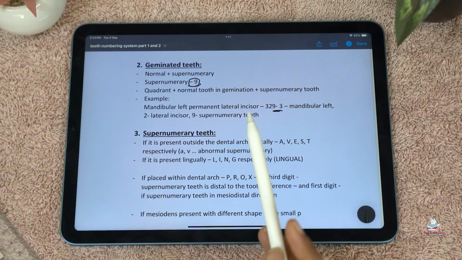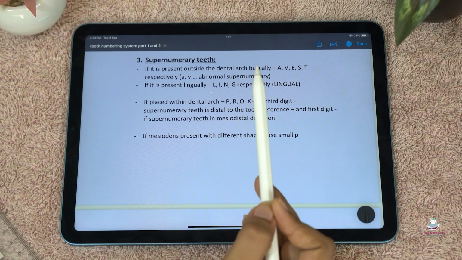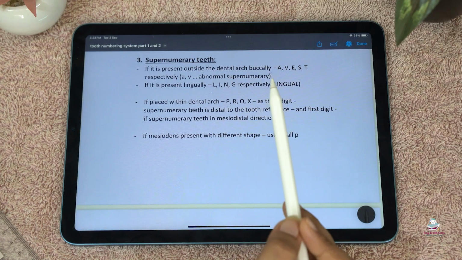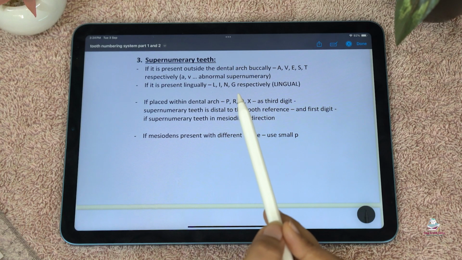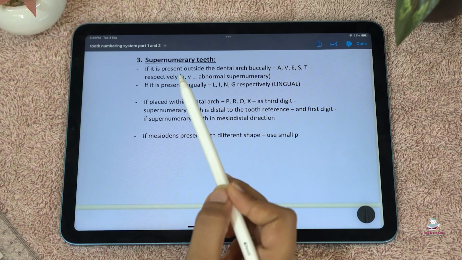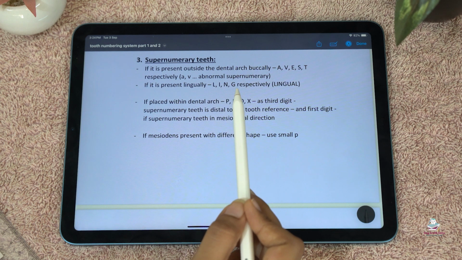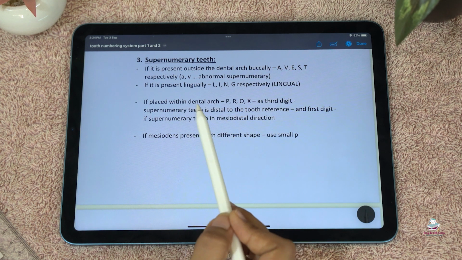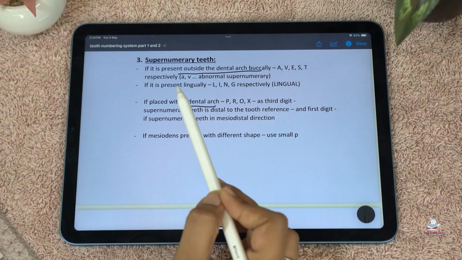is a supernumerary tooth. Now if the supernumerary tooth alone is present outside the dental arch buccally, then the letters are used: B, U, C, C, A, L respectively, and if there is an abnormal supernumerary tooth, then you have to use a small letter. If it is present lingually, then L, I, N, G, U, A, L respectively. If it is placed outside the dental arch, buccally or lingually.